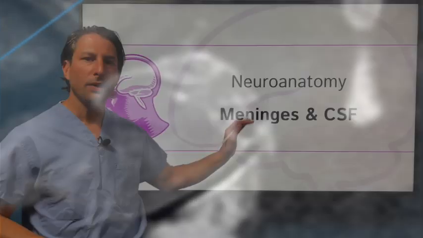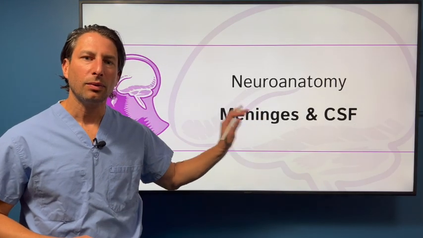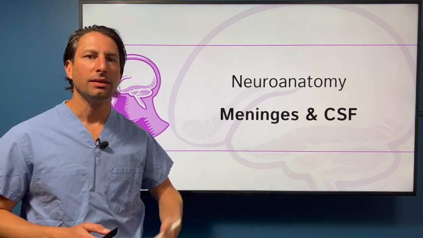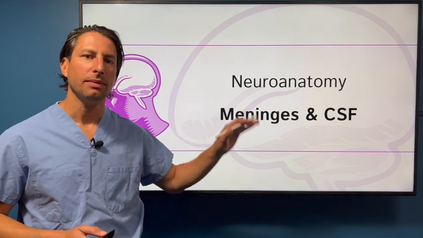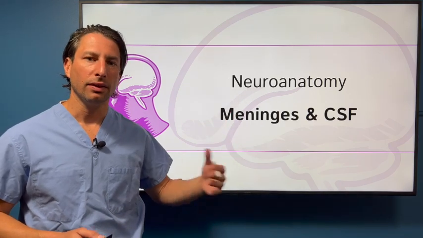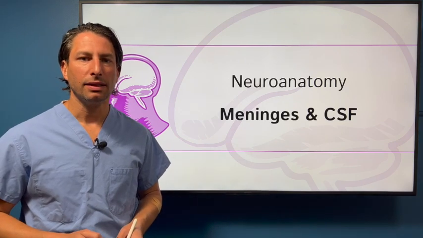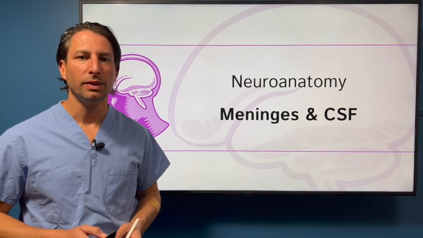So that's a primer on the meninges and CSF. A lot of really key clinical information in there. We talked about locations and patterns of hemorrhages. We talked about herniation patterns and their clinical findings. And then we talked about key findings in meningitis and how to distinguish the various forms of meningitis.